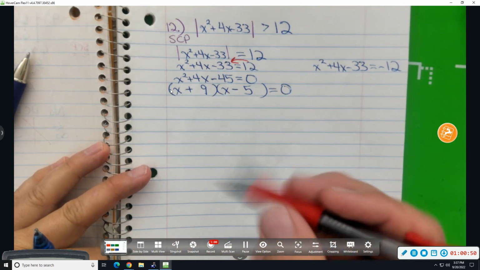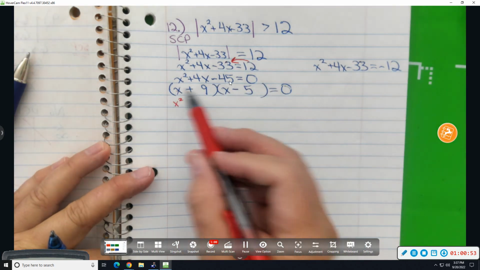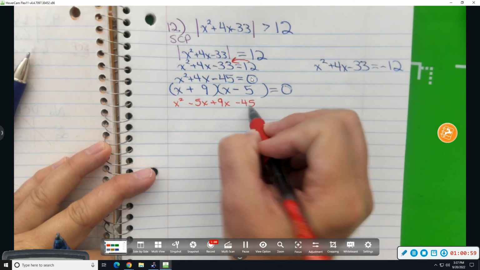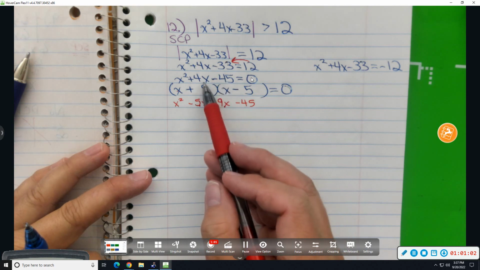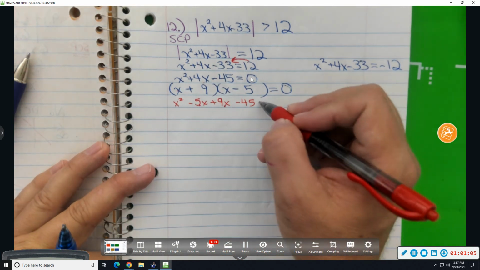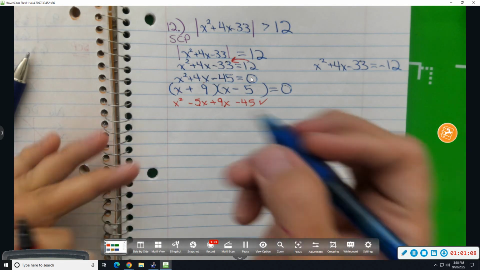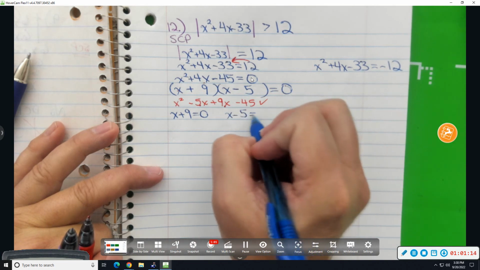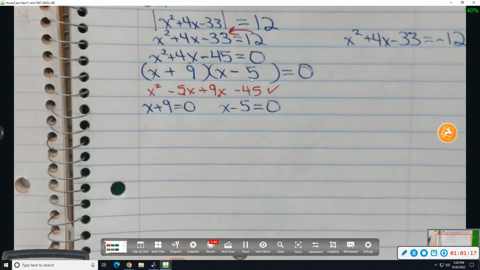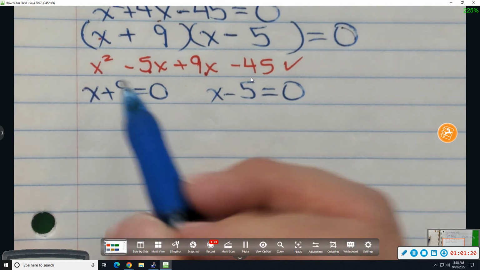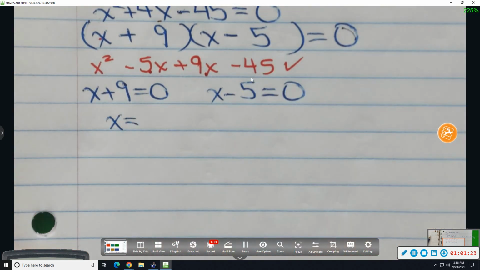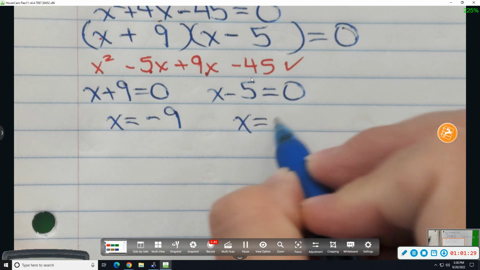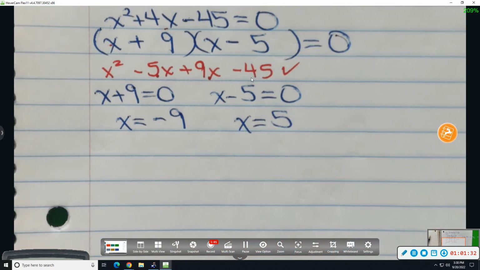X squared. X squared. Here's my little checking. First, outer, inner, last. Negative 5x plus 9x. Does that give us back that plus 4x? Yes, it does. So we set x plus 9 equal to 0 and x minus 5 equal to 0. We're about to get two solution cut points. What are they? The first one, x plus 9 equals 0, gives me? X equals negative 9. Okay. X equals positive 5. Okay. So those are solution cut points.